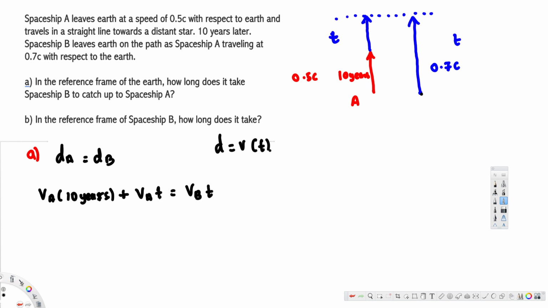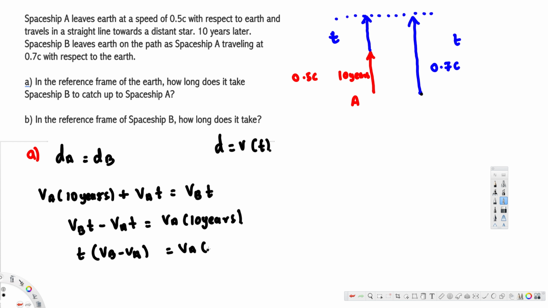Here T is what we are trying to find. In order to find it, we are going to rearrange this equation. If we bring VAT to this side, it becomes VBT minus VAT, and that's equivalent to VA times 10 years. If we take T common, this is VB minus VA times T, equivalent to VA times 10 years. Therefore, T is equivalent to VA times 10 years divided by VB minus VA.